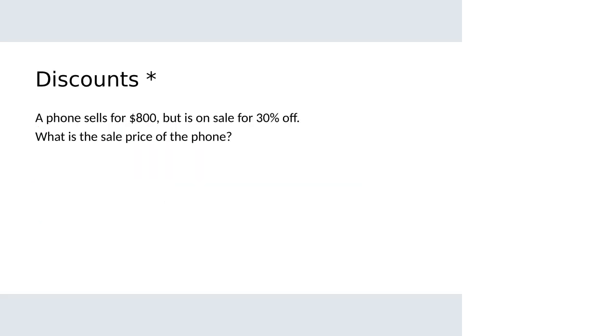Awesome. Here goes. A phone sells for $800 but is on sale for 30% off. What is the sale price of the phone? I'll set up a poll for this. You can try it.